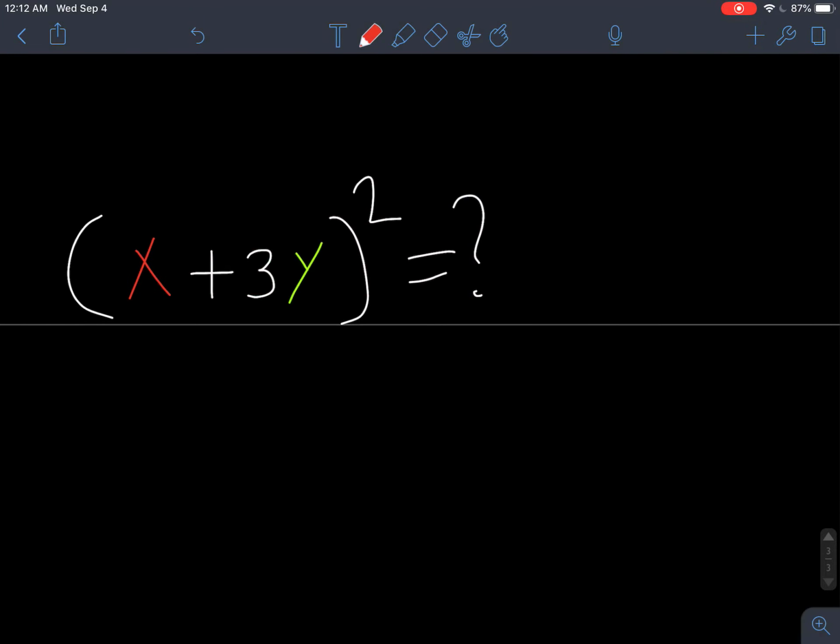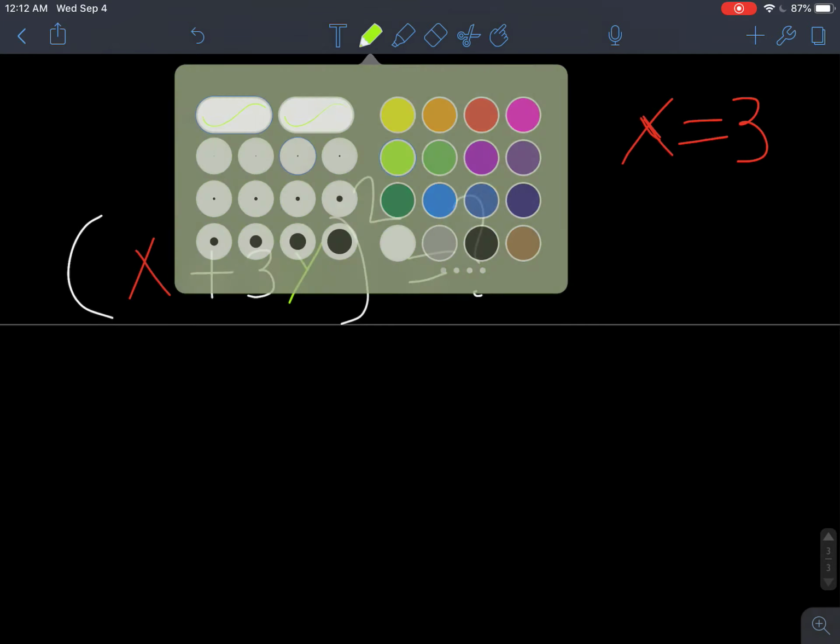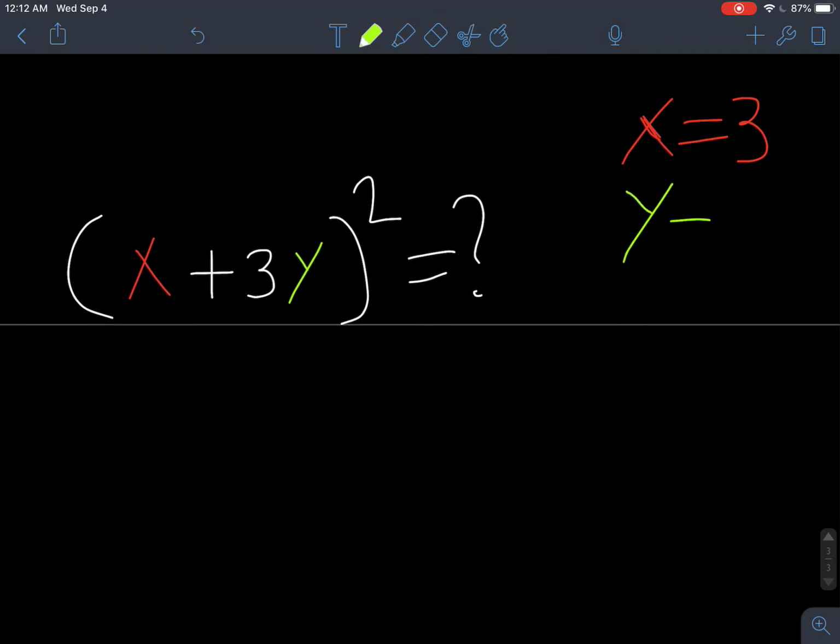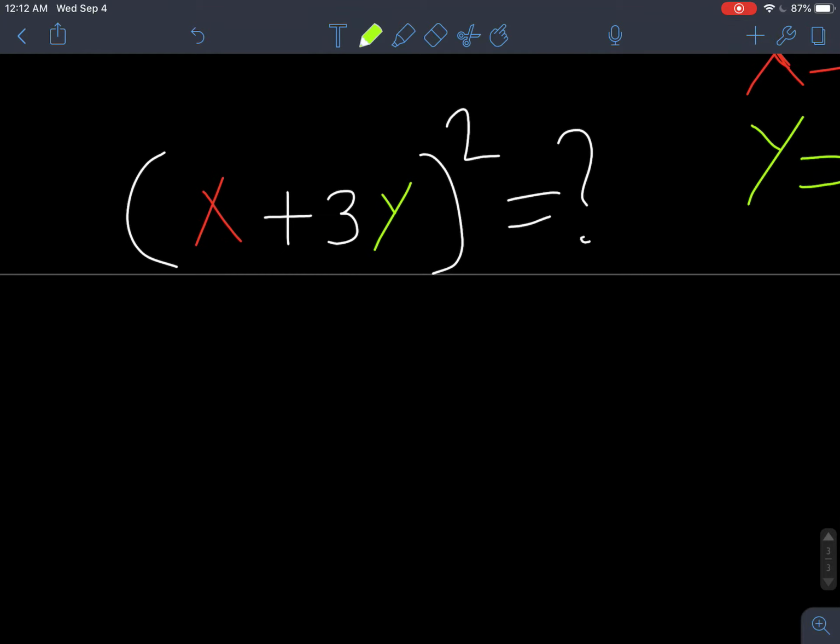x is 3 and y is -4. Yay, you get to deal with negative numbers now. Congratulations. Okay, it's not a big deal.